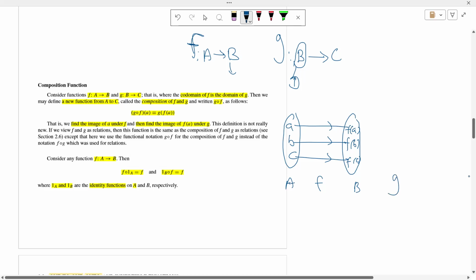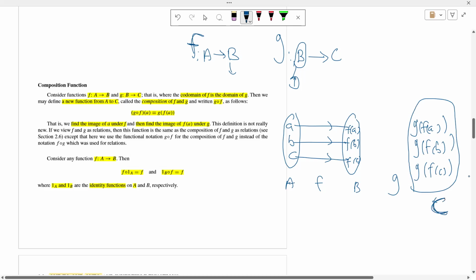Now, in the function G, B is considered a domain. What will happen here? G of f of A, G of f of B, here G of f of C. So this is C, and these are the functions of G. This way, we can say it is a function from A to C.